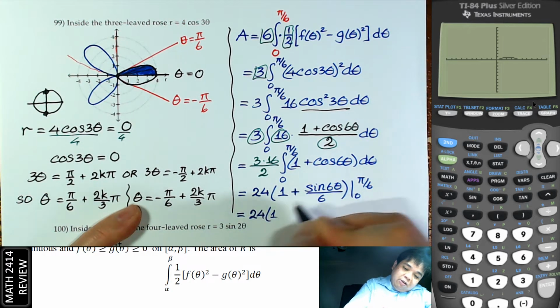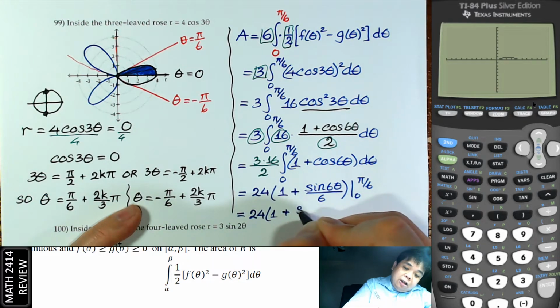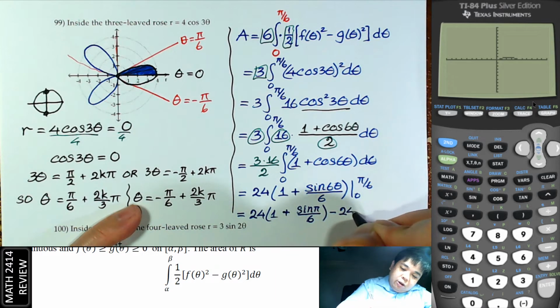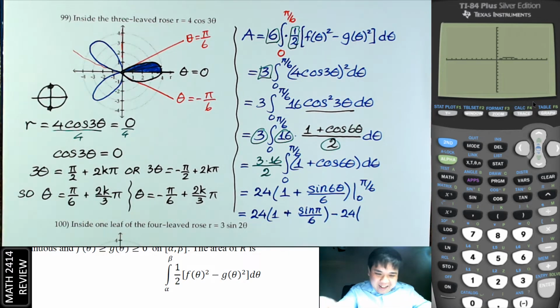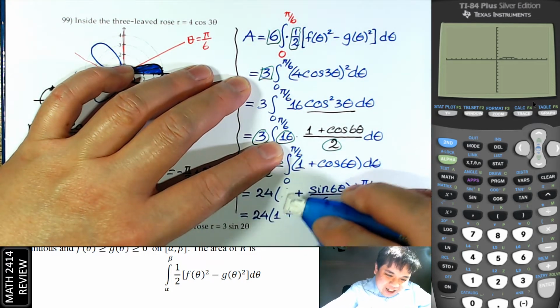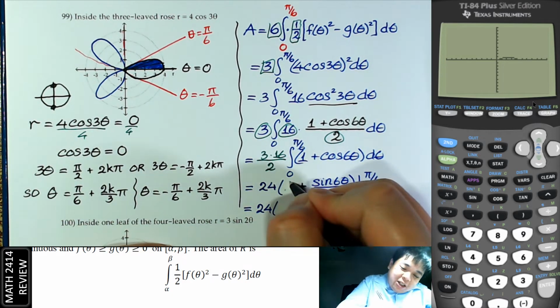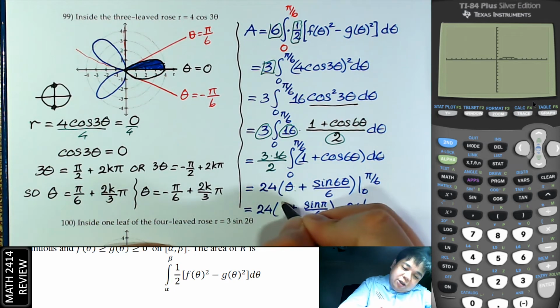Substituting pi over 6, we just have pi over 6 plus sine of pi divided by 6. Sorry. Integral of 1 is pi, right? I'm sorry. Integral of 1 is theta. And now we substitute pi over 6 into it. That's what we have. Sorry.